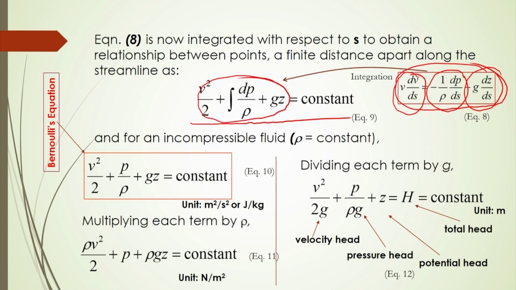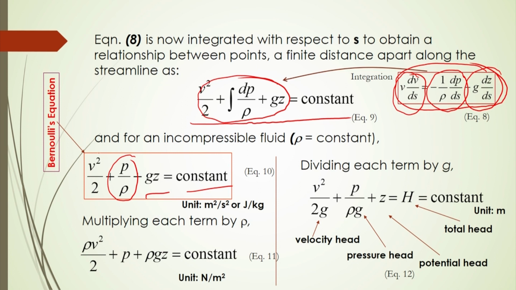Now, for an incompressible fluid, where rho is unchanged, that means constant, in that case we have v square by 2 plus p by rho. In this integration there will be no change of density, so we can take 1 by rho outside, and the integration of dp will be only p. So p by rho plus g z will be equal to a constant here.